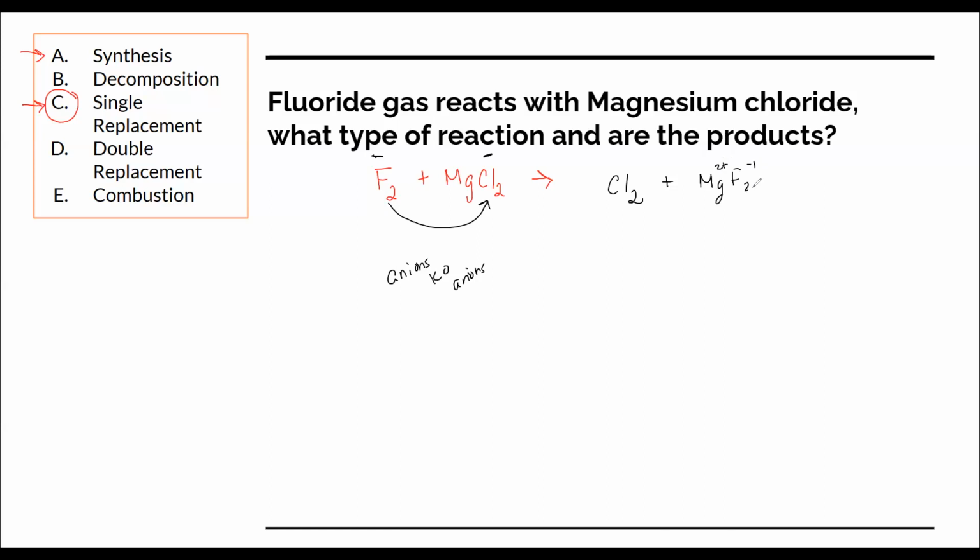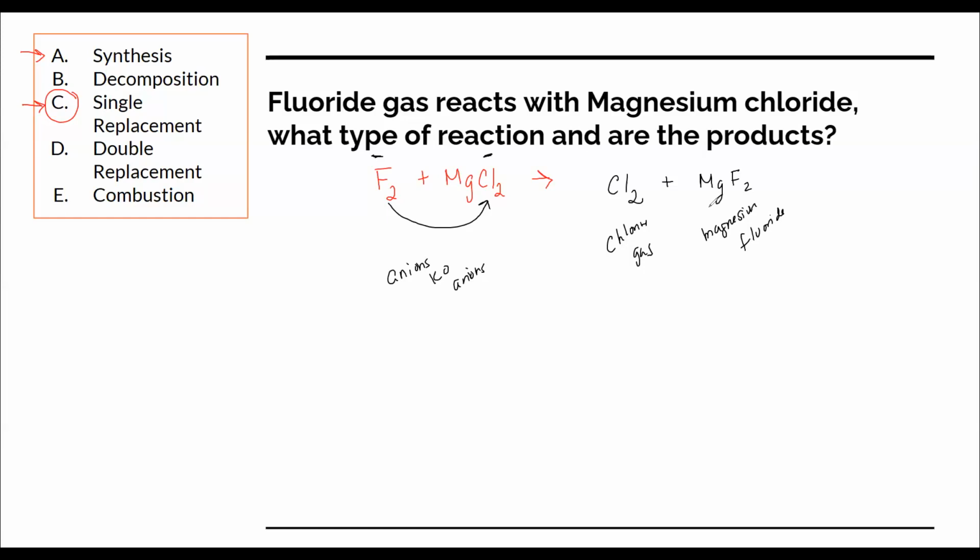And when we check the crisscross, it has the same crisscross only because chlorine and fluorine are halogens, so they have the same charge. Otherwise you do want to make sure you're re-crisscrossing. Now we have our products: chlorine gas and magnesium fluoride.